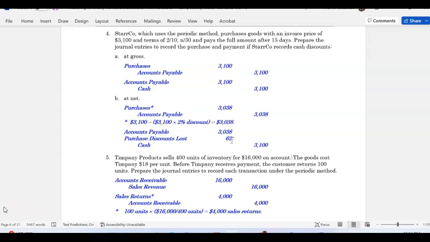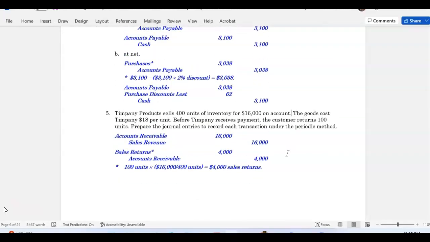So it's not a contra account to purchase. Technically, it will be added to the purchase. We are good? Okay.